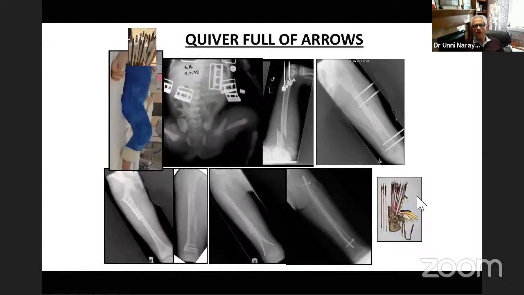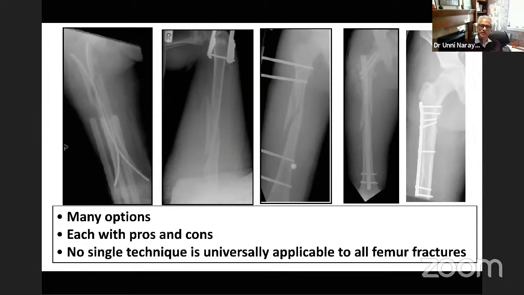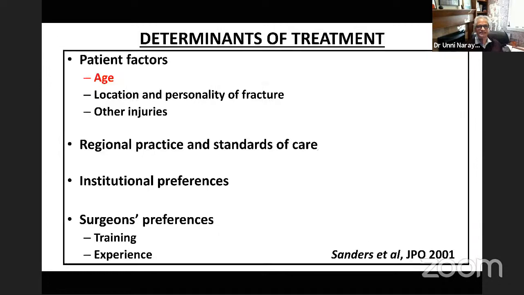So in fact, we've got lots of options for these fractures, everything from immediate spica cast, skeletal traction temporarily and switching to a spica cast after a couple of weeks, or treatment until union in skeletal traction, external fixators, plating, flexible intramedullary nailing, and of course, rigid IM nailing in the older part of this age group. It's nice to have these options because under different circumstances, they may have different advantages, and no single technique is universally applicable to all femur fractures.